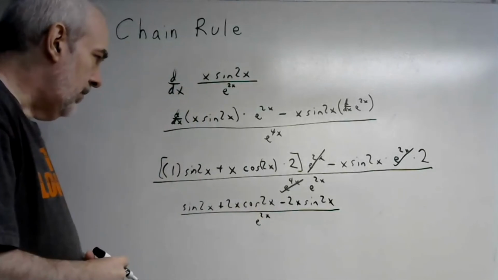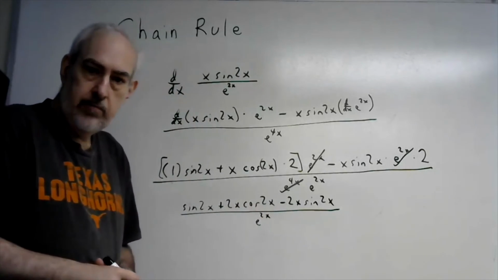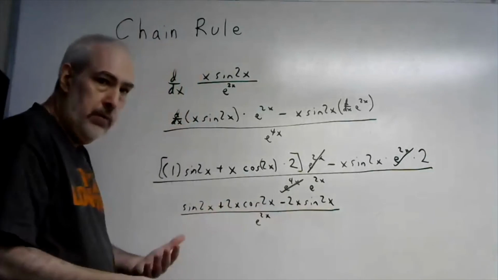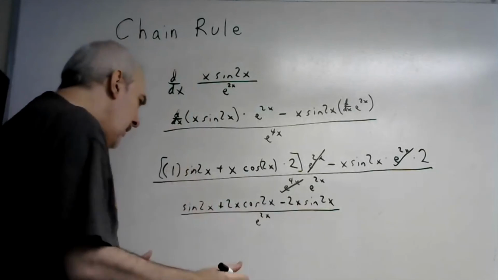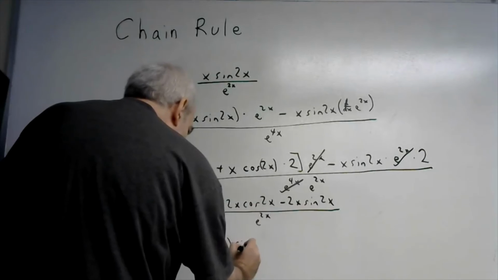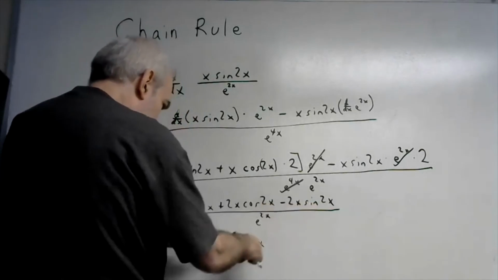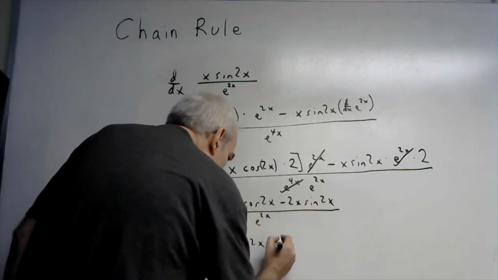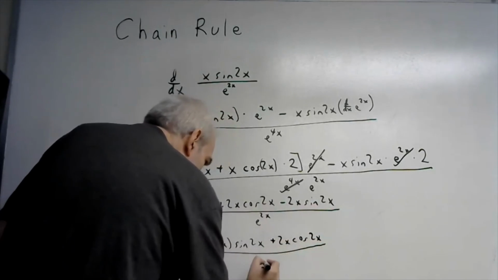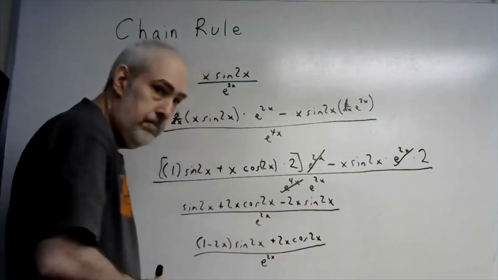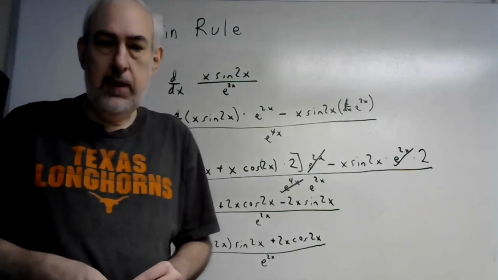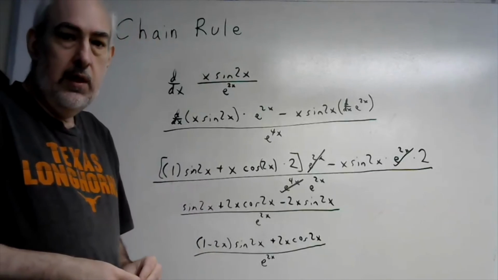Doesn't look like there's anything more that I can do to simplify that, although maybe some people might group these two together because they both contain a sine in them. So maybe it might be written as 1 minus 2x in parentheses times sine 2x, that's grouping those two together, and then plus the 2x cosine 2x. And that would be the final answer. All right, so that's going to be the last example of the chain rule for now.